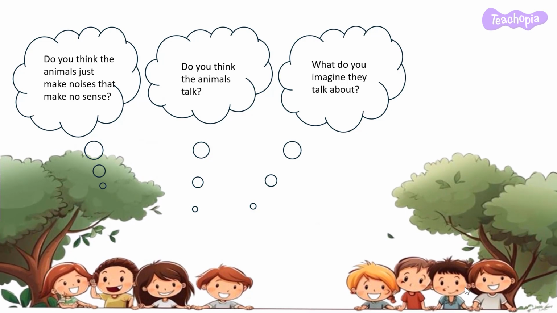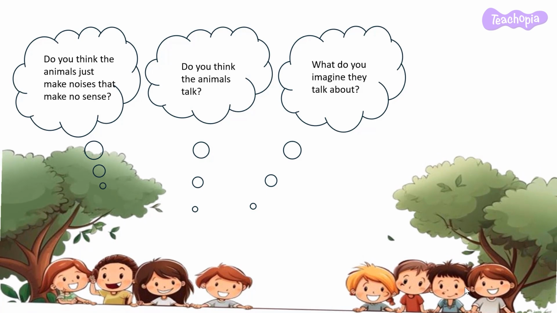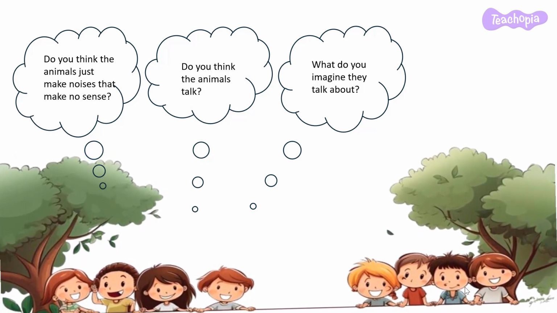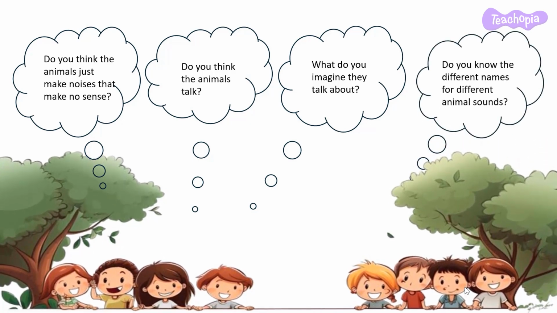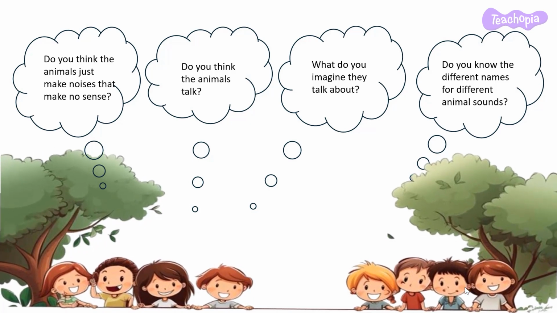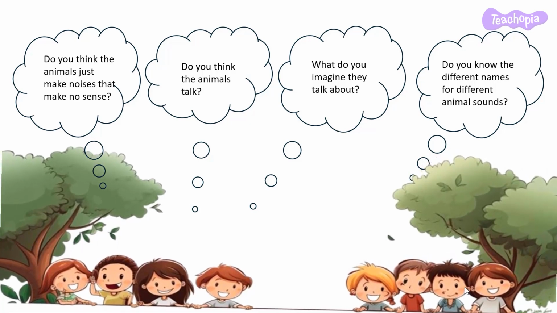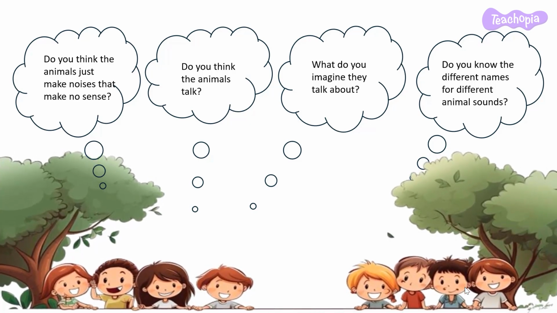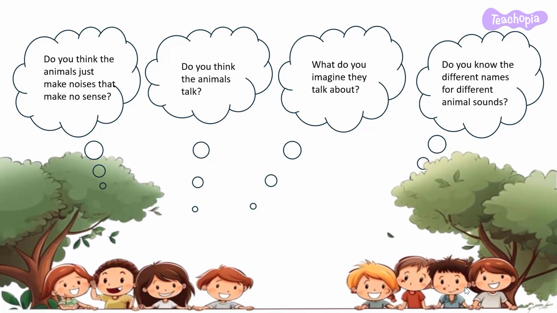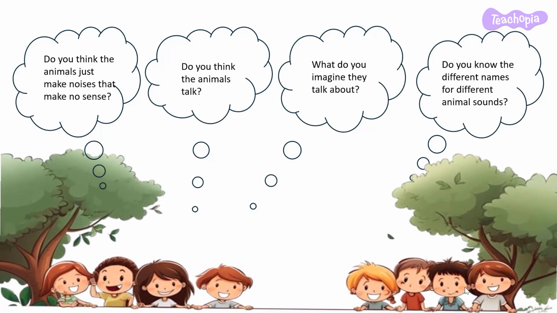Conclude the activity by asking reflective questions. Do you think the animals just make noises that make no sense? Do you think the animals talk? What do you imagine they talk about? Do you know the different names for different animal sounds? This will ensure that the objectives of the activity are realized, namely, establishing the sounds of various animals and empathizing with communication between animals, as in we can understand and share the feelings expressed in animal communication.